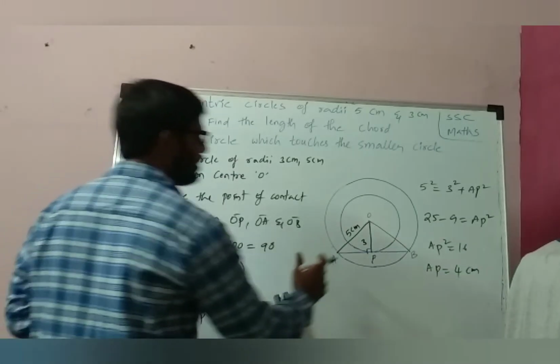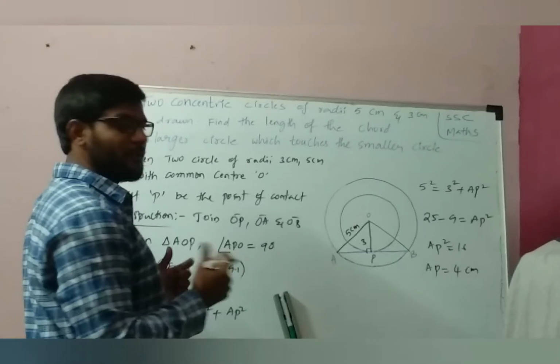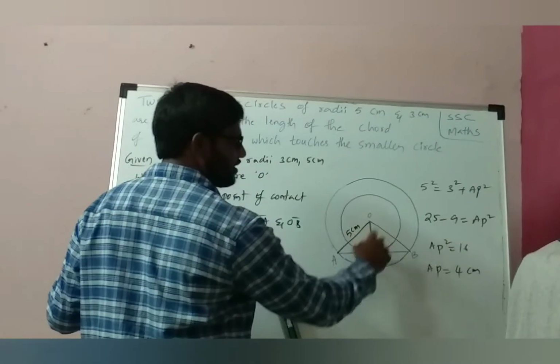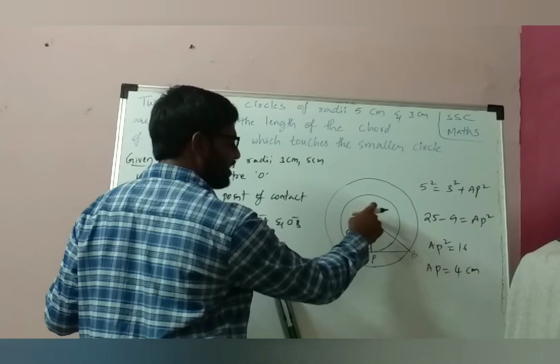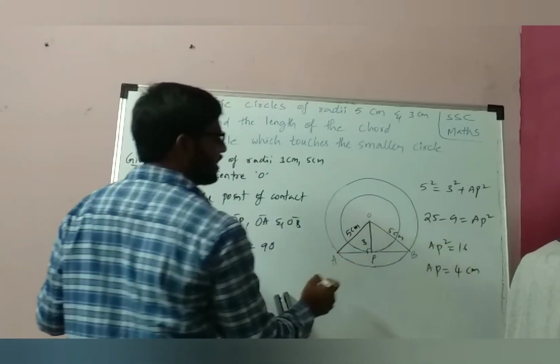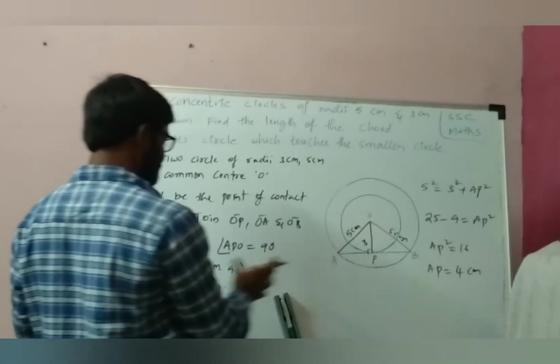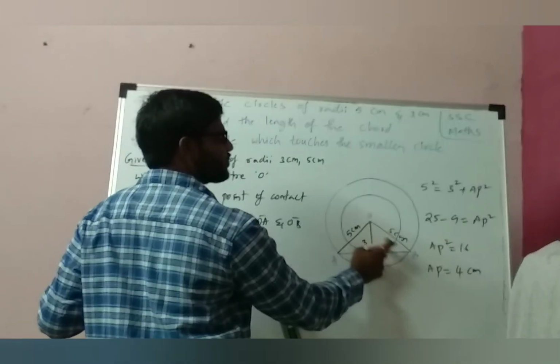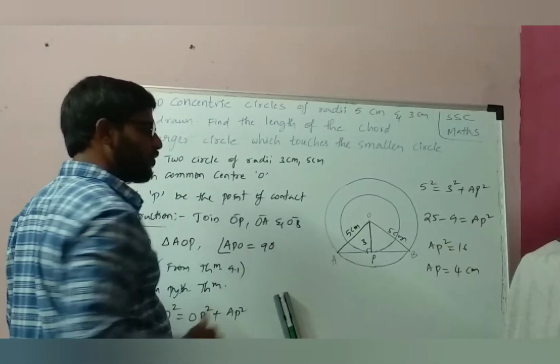But what we have to find? We have to find the length of AB. See here, the radius of the circle is 5 centimeters. Here also the radius of the outer circle is 5 centimeters. We can prove it in two methods. One is just using Pythagoras theorem, this square equal to this square plus this square. Here also we'll get 4 centimeters.